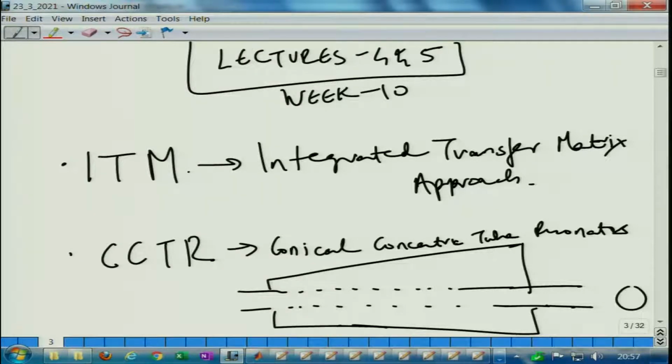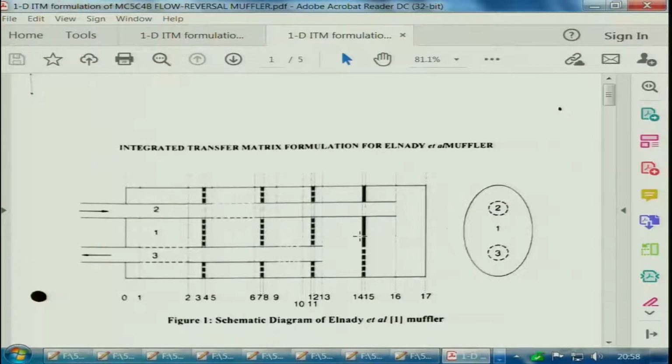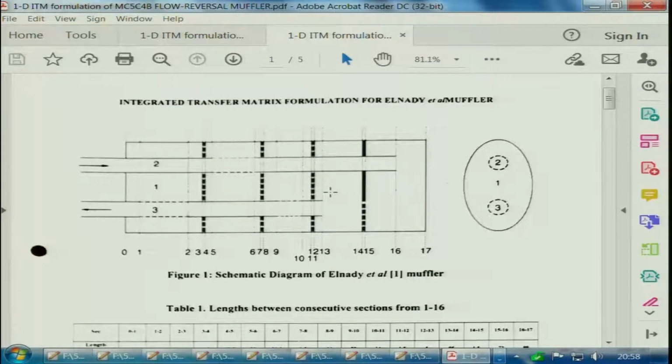But the first main focus is to demonstrate to you the integrated transfer matrix approach using MATLAB on a much more complicated system, which has not only perforated tubes but also baffles. I will present one such configuration and talk about how the integrated transfer matrix looks. This is the integrated transfer matrix approach for a flow reversal muffler configuration. As you see, it has perforated pipes, but it also has vertical baffles. So, how do we go about analyzing it?